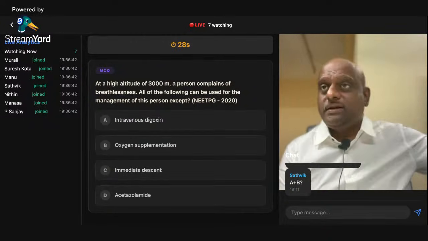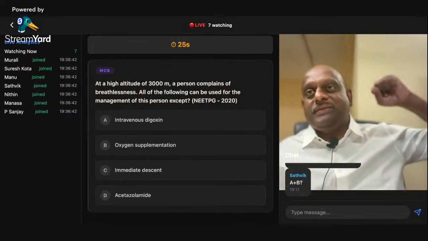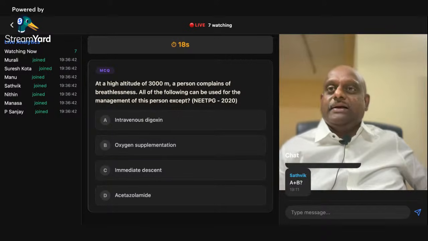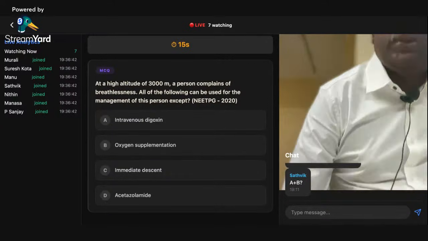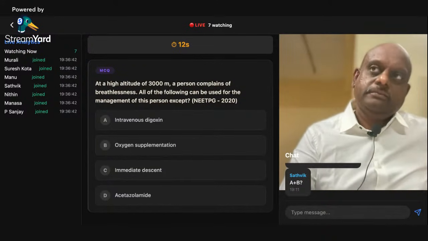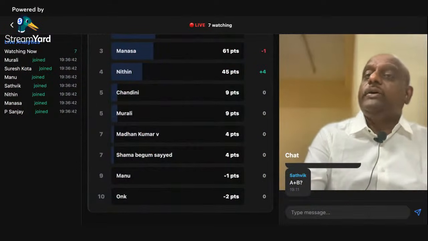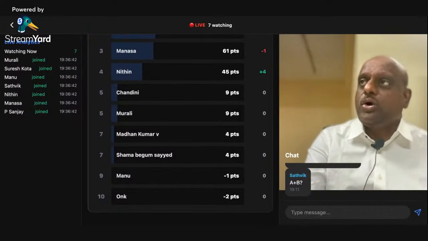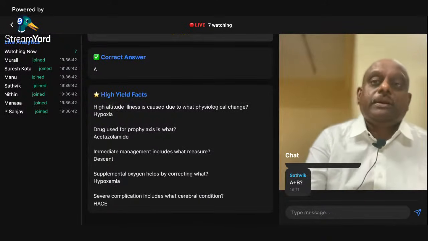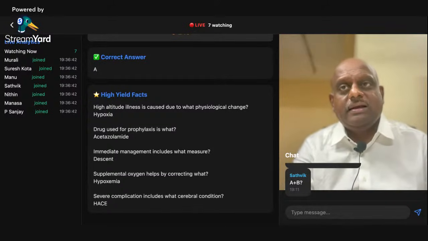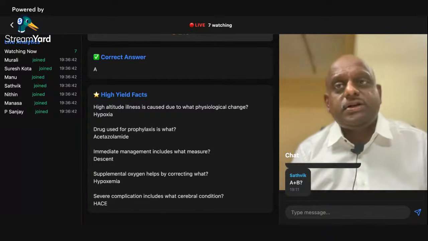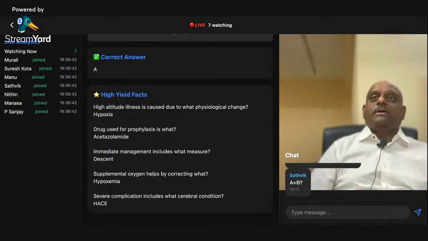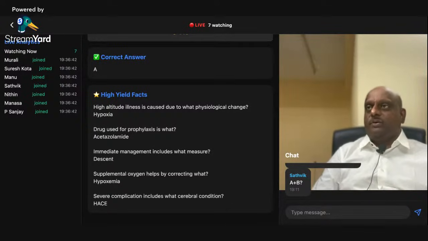Now, at high altitude of 3000 meters, a person complains of breathlessness. So, how do you manage this individual? Shoot your answer, doctor. How do you manage at 3000 meters? So, we give oxygen supplementation, IV digoxin, acetazolamide, which is a carbonic anhydrase inhibitor, not an immediate descent, right? So, as a prophylaxis, one of the severe complications is the cerebral edema in case of the high altitude sickness is what we need to remember.